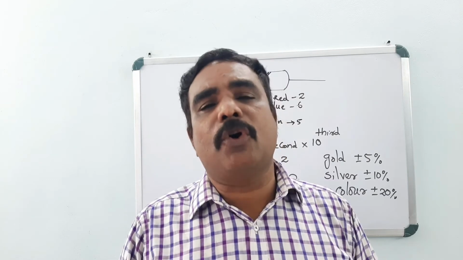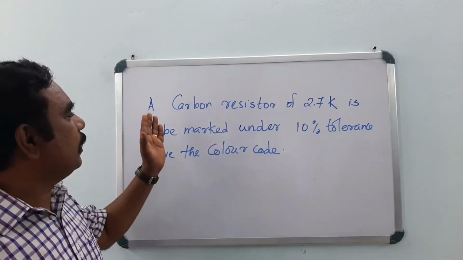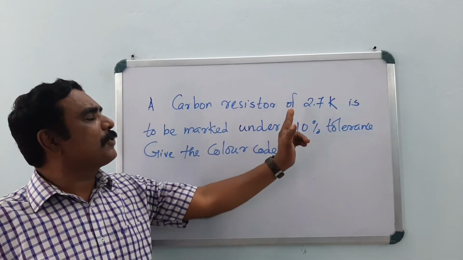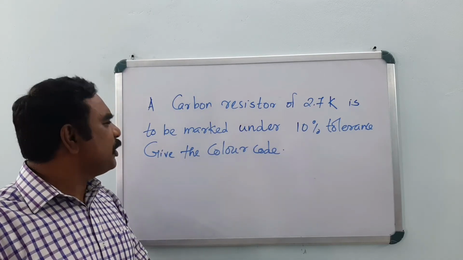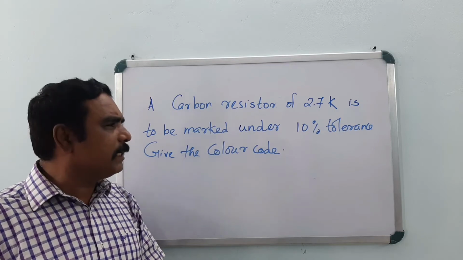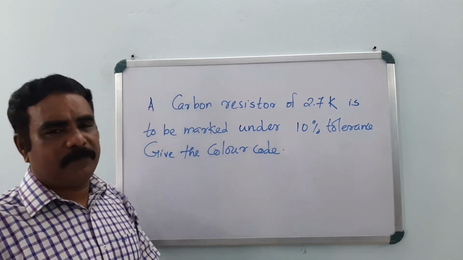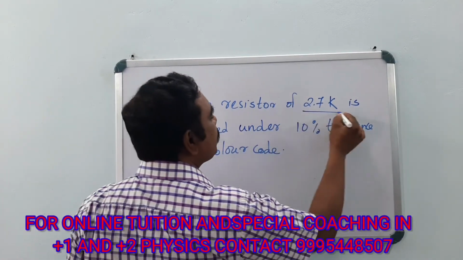Now let us think of the examination point of view. Let us see an examination question. A carbon resistor of 2.7K is to be marked under 10% tolerance. Give the color code. So the value is 2.7K.